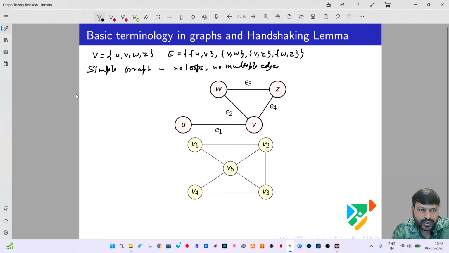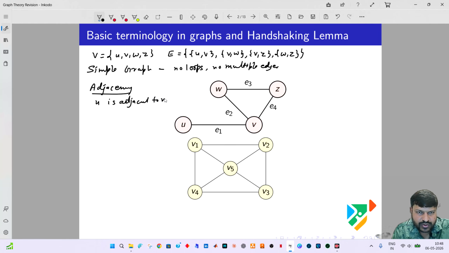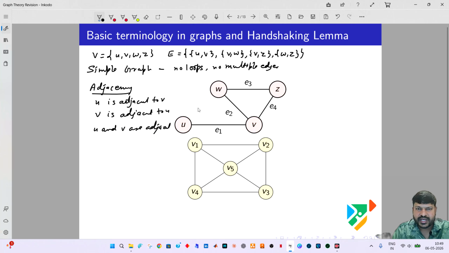Okay, another terminology is regarding adjacency. If there is an edge between u and v, you say u is adjacent to v, and this relation is symmetric. So we also say v is adjacent to u. In other words, you can say u and v are adjacent. There are more pairs like w and z, they are adjacent. w and v, they are adjacent. z and w, they are adjacent.